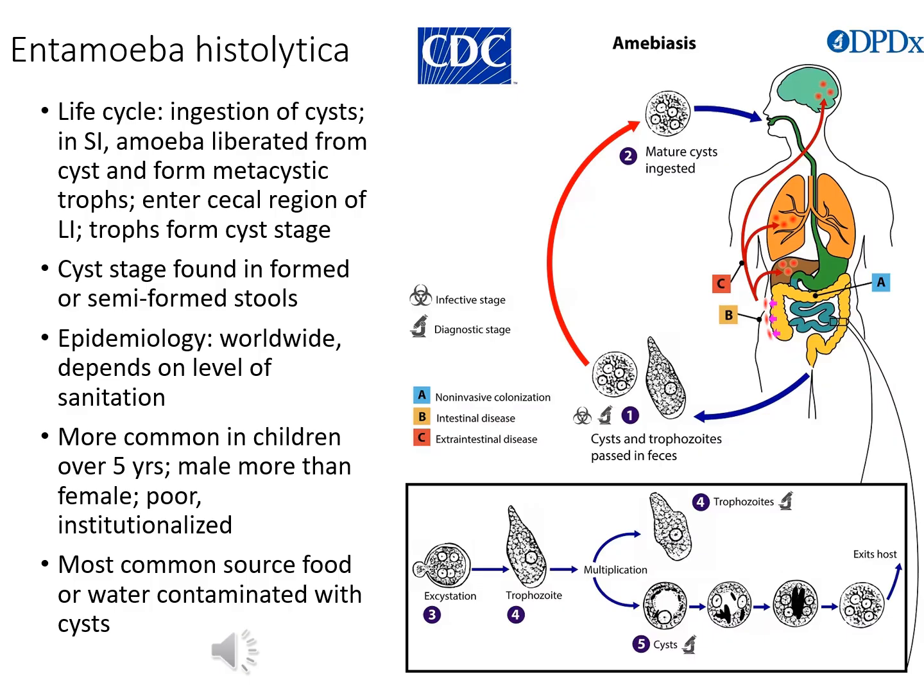This amoeba is found worldwide depending on levels of sanitation. Entamoeba histolytica is more common in children over 5 years, more common in males than females, and often found in poor or institutionalized populations as well. The most common source is food or water contaminated with the cyst.